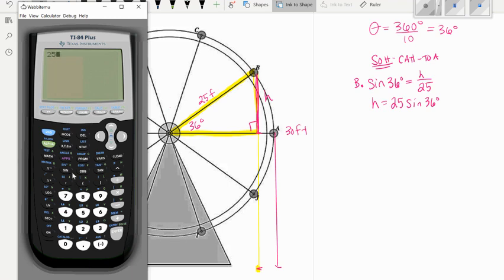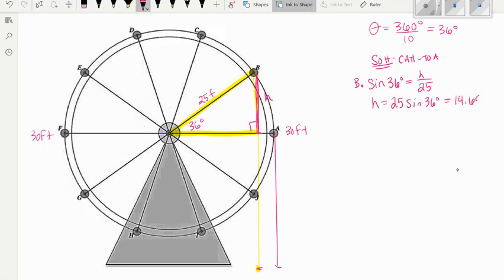So 25 times the sine of 36 degrees, enter, and we get 14.69. So that is h. But remember, that is not the actual height off the ground. We have to add 30 to that. So 14.69 plus the 30 gives us a height of 44.69 feet.